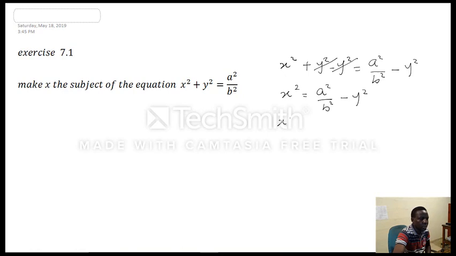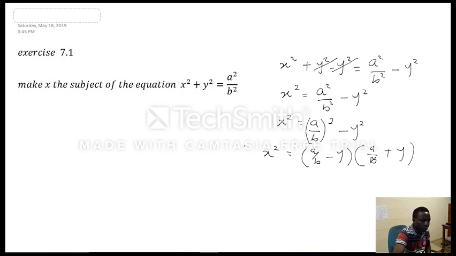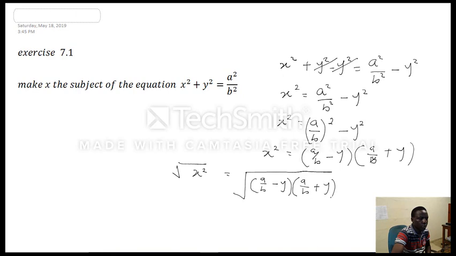This can be simplified to be X squared is equal to A over B all squared minus Y squared, and this is a difference of 2 squares, so this can be simplified further to be X squared is equal to bracket A over B minus Y, bracket A over B plus Y. So getting the square root of both sides, we have square root of X squared is equal to square root of bracket A over B minus Y multiplied by bracket A over B plus Y.